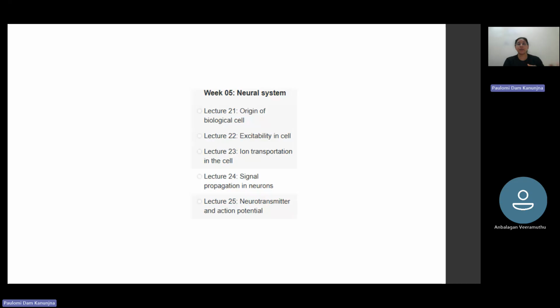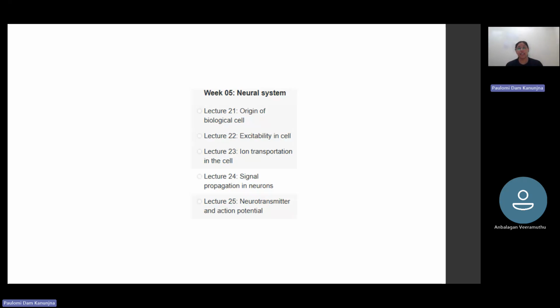And then he discussed excitability in cell, which was something that we had already sort of discussed in the previous sessions as well. So what is excitability? What do you mean by ability to get excited? What does the term excited relate to here? Then once you knew which cells are excitable and have the potential to get excited, how do they do that? So ion transportation in the cells, so the generation of the action potential.